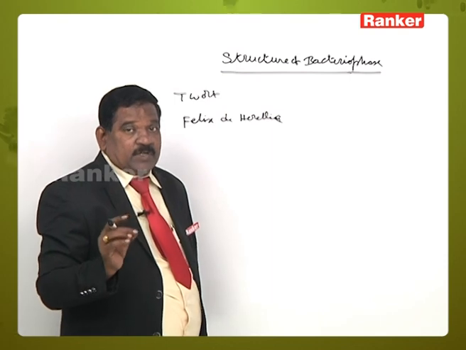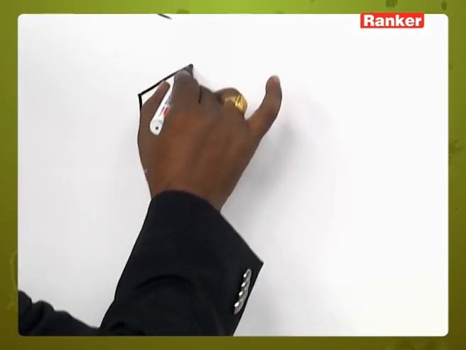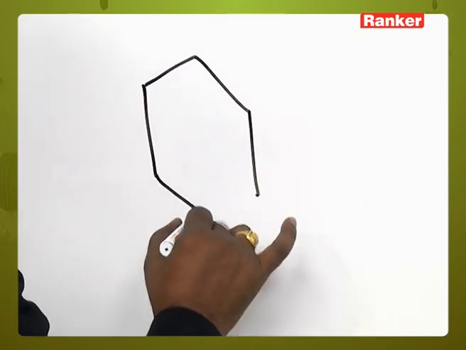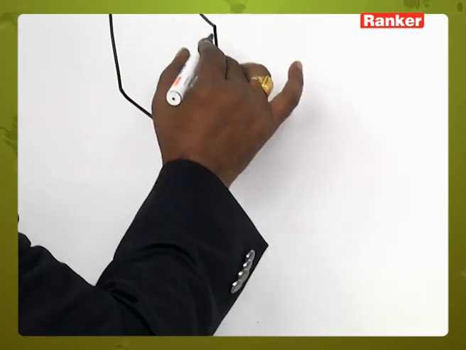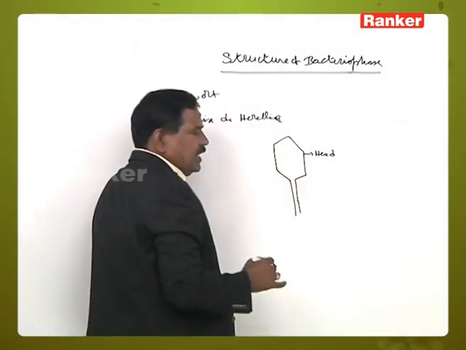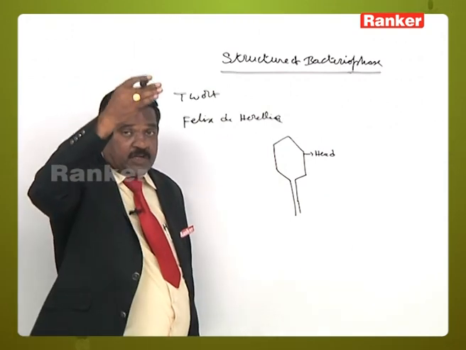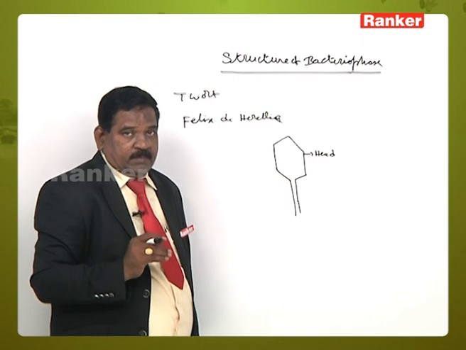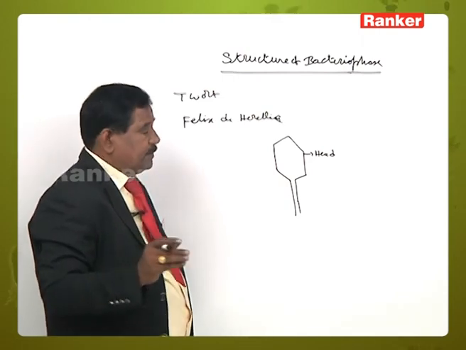A bacteriophage quite resembles a tadpole, with a head and a tail. The head is polygonal in shape. In longitudinal section, it is hexagonal. It consists of many capsomeres arranged in cubical symmetry.